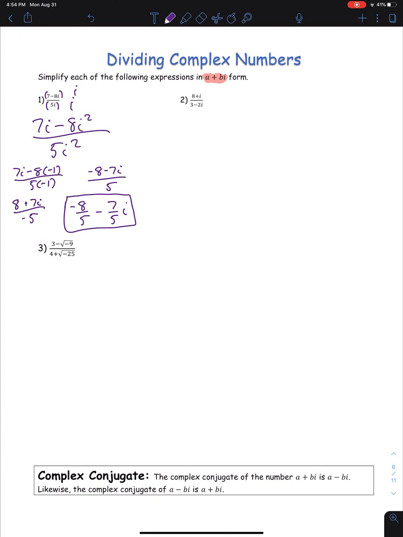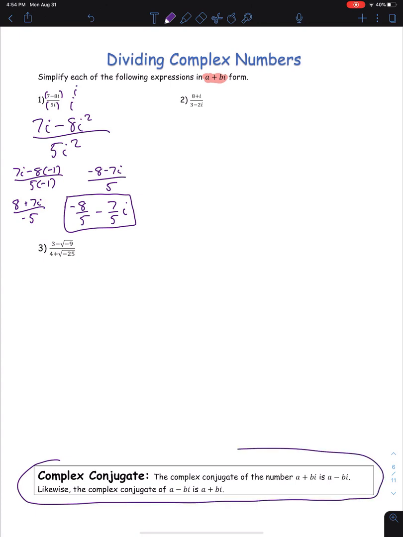Number 2. Just like we had to multiply the top and bottom of a radical expression by the conjugate of the denominator when the denominator was a binomial, we have to do the same thing when we have a complex number in the denominator. It's a binomial. So remember conjugate, and this is specifically the complex conjugate. The complex conjugate of the number a plus bi is a minus bi. You just change the sign, change the operation from adding to subtraction. Or if it's already subtraction, a minus bi, the conjugate is a plus bi. So very similar to radicals.